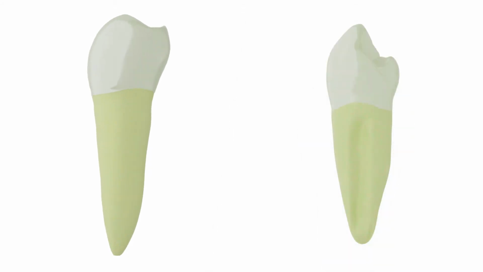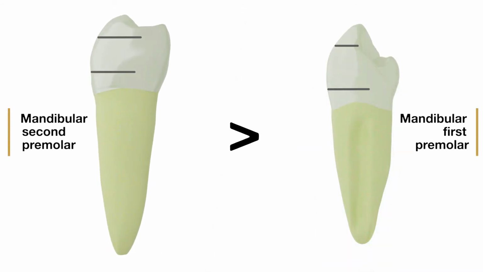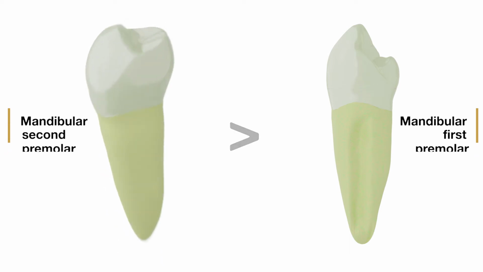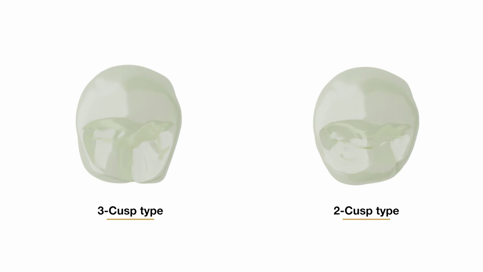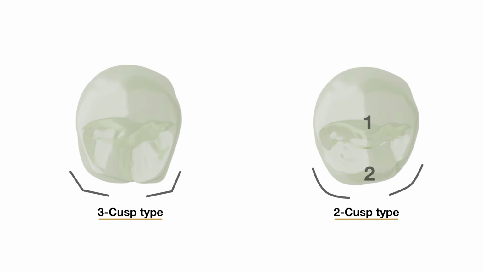The mandibular second premolar is bulkier than the mandibular first premolar and is opposite of what is observed in the maxillary premolars. This tooth assumes two common forms and differs mainly in the occlusal design. The outline and general appearance from all other aspects are similar. When compared from the occlusal aspect, the first form, which occurs most often, is the three-cusp type and has an angular outline. The second form is the two-cusp type and has a more rounded outline.